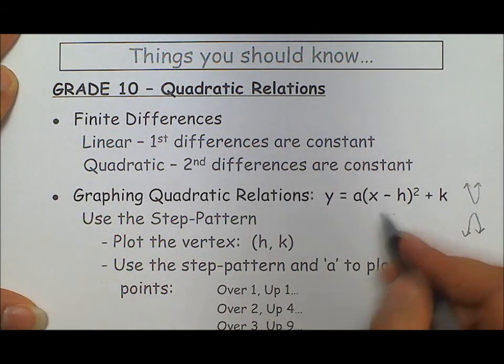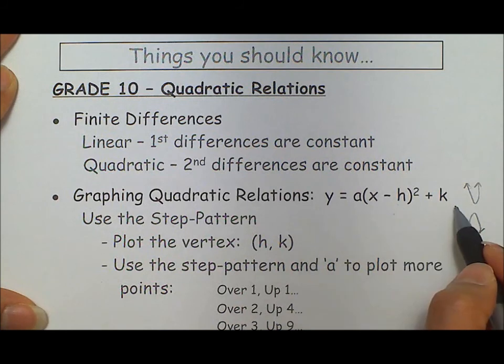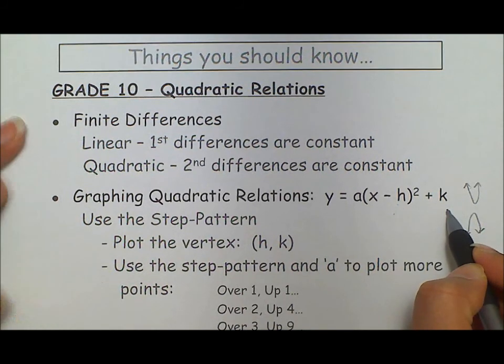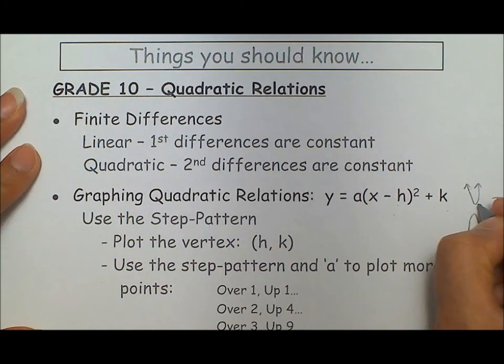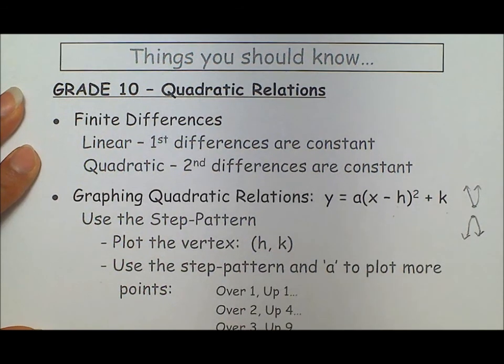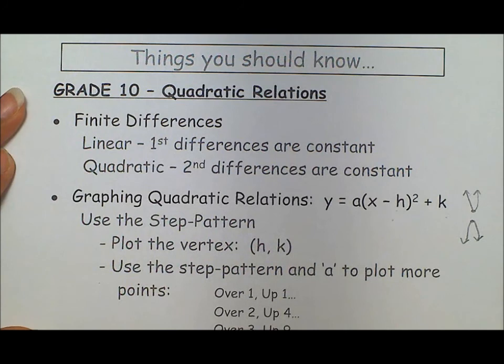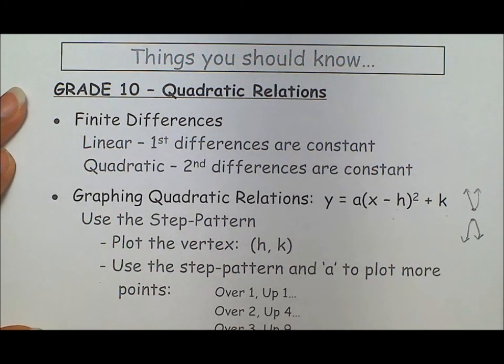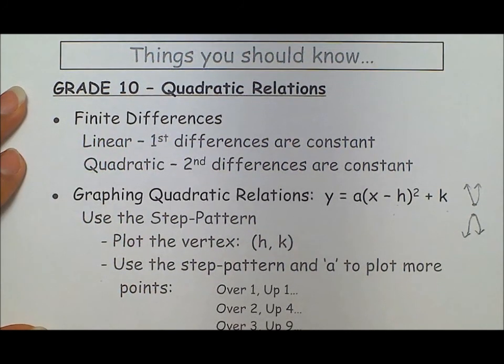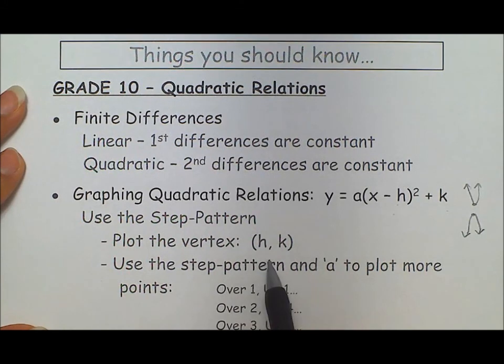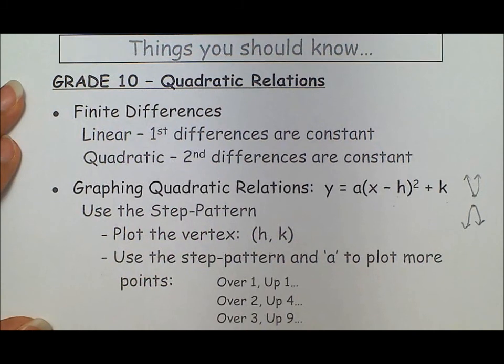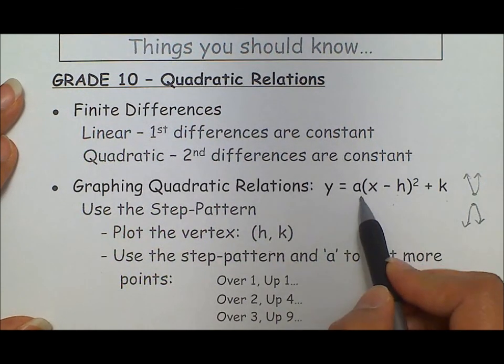h and k help find the vertex of the quadratic relation, so either the minimum point or the maximum point, depending on which direction it opens. And so we looked at the step pattern last year to help us figure out how to graph a quadratic relation. So the first thing you did is you plotted the vertex at (h, k), and then you used the step pattern and a to plot more points. So depending on what the coefficient here was, we were able to figure out what the step pattern is, so that we can graph the relation.